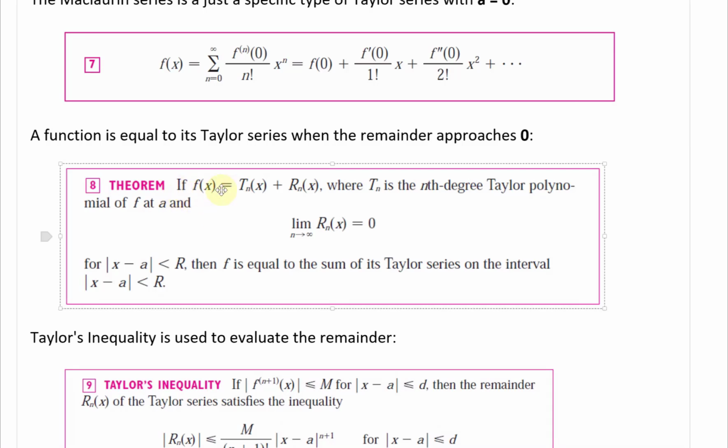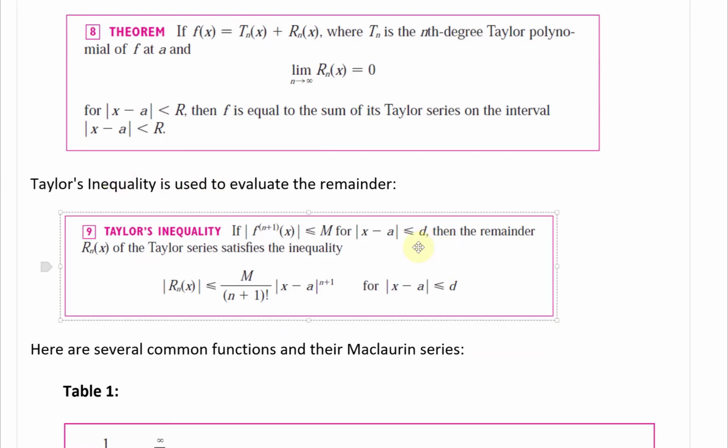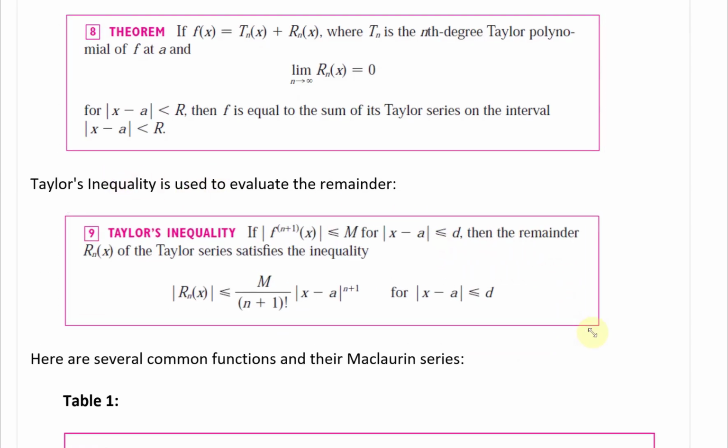A function is equal to its Taylor series when the remainder approaches 0. If f of x equals the Taylor polynomial plus a remainder, the error, where Tn is the nth degree Taylor polynomial of f at a, and the limit of the remainder goes to 0 as n goes to infinity for the absolute value of x minus a less than r, then f is equal to the sum of its Taylor series on this interval. Also, Taylor's inequality is used to evaluate the remainder.